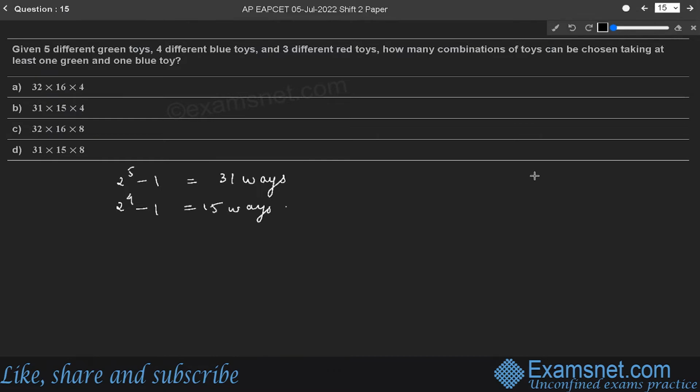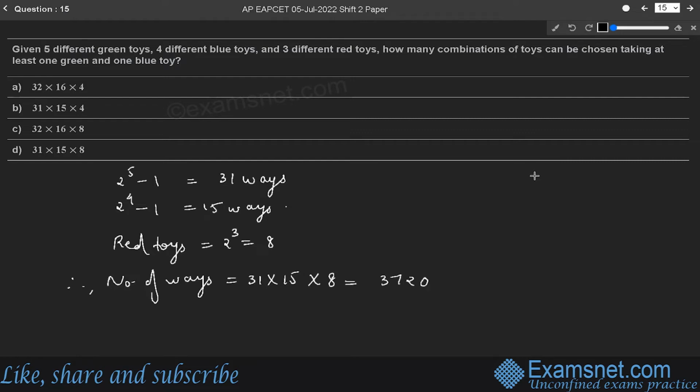Now, for the red toys, there is no restriction. It means that we can include it or we cannot include it. Therefore, there are 2 ways of disposing each of the red toys. Therefore, the total number of selections of red toys will be 2 power 3, which is equal to 8. Therefore, the required number of ways will be equal to 31 into 15 into 8, which is equal to 3720. According to the given question and the options, the correct option here is 31 into 15 into 8. So option number D is the correct option here.